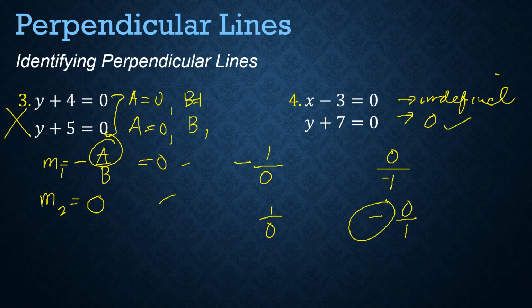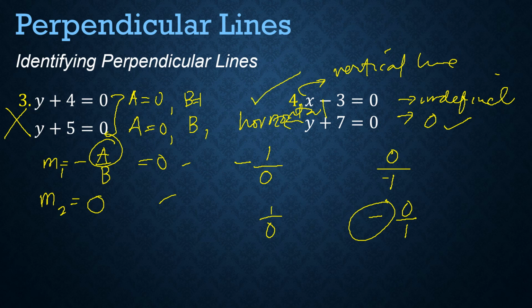Now of these two, the first line is a vertical line. The second line is a horizontal line. Vertical lines and horizontal lines are always perpendicular. That is a basic theorem already. All vertical lines and horizontal lines are perpendicular lines. Now these two are perpendicular lines.